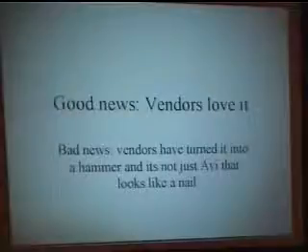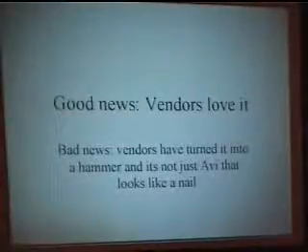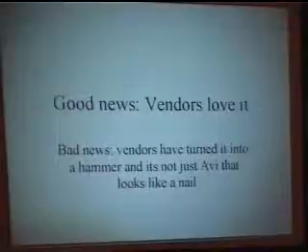The good news is the vendors love it for the most part. The bad news is they want to put it on your network whether you like it or not for the most part.